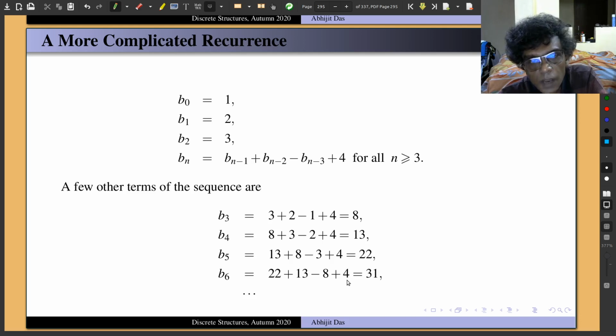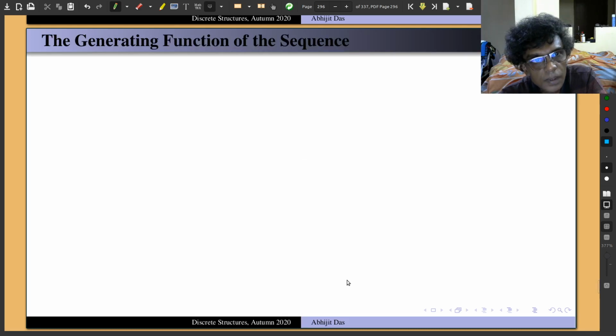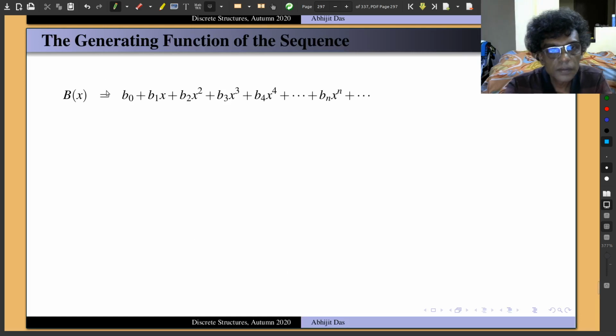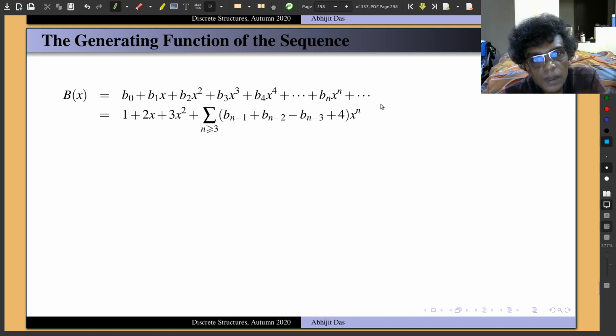So as usual, I will look at the ordinary generating function of Bn. Okay, so it's something like this. Now B0, B1 and B2 are constant. After that, B3 I will substitute in terms of B0, B1, B2, B4 in terms of B3, B2 and B1. In general, Bn in terms of Bn minus 1, Bn minus 2 and Bn minus 3. So let us do it and see what happens. Okay, so it's something like this. This is 1, this is 2, this is 3.